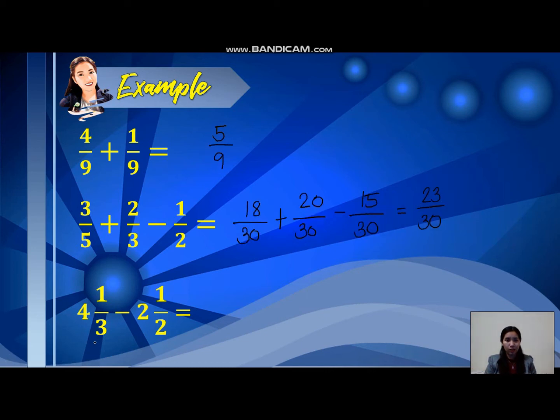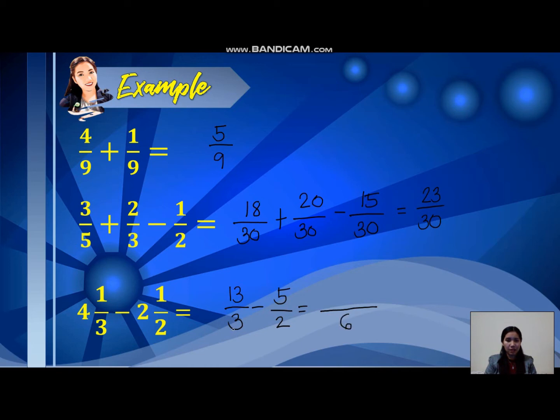4 and 1/3 minus 2 and 1/2. First, we need to convert these mixed numbers to improper fractions. So for 4 and 1/3, we have 4 times 3 is 12, plus 1 is 13 over 3. Minus 2 times 2 is 4, plus 1 is 5 over 2. Since these two fractions are dissimilar, we need to make the denominators the same. So the LCD of 3 and 2 is 6.